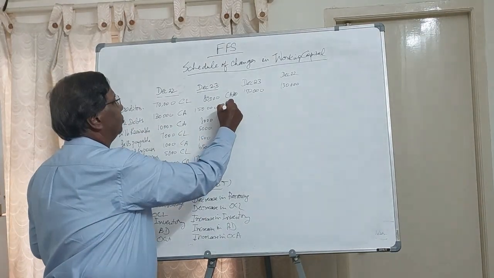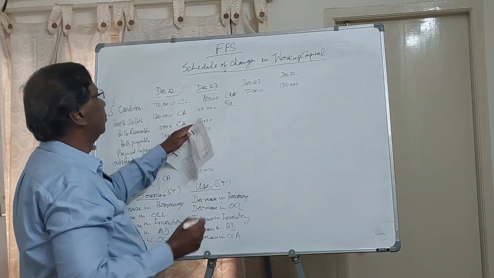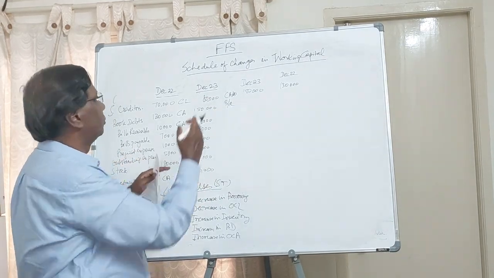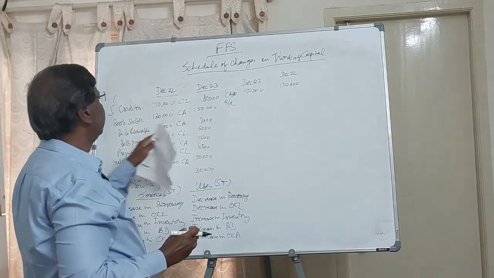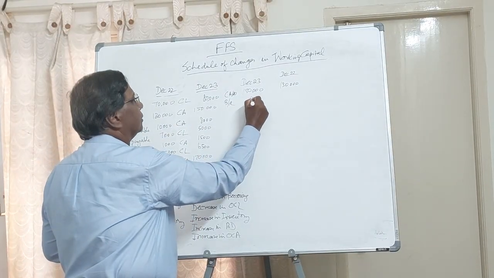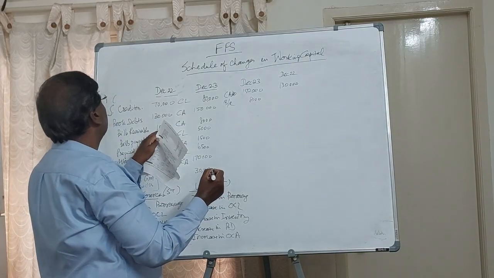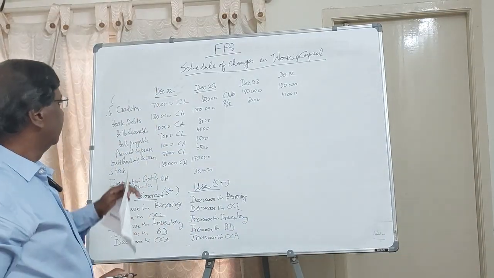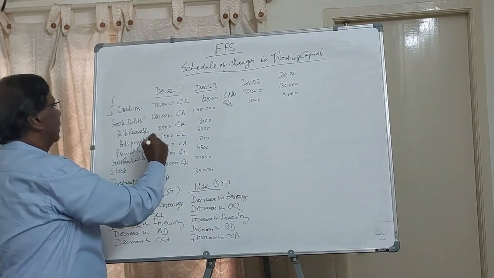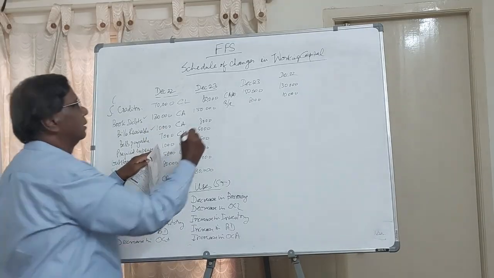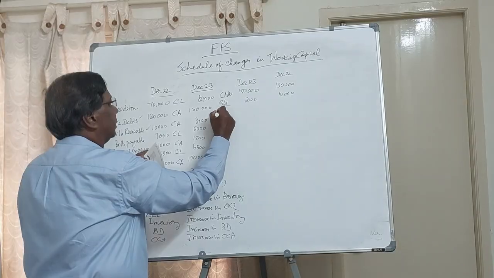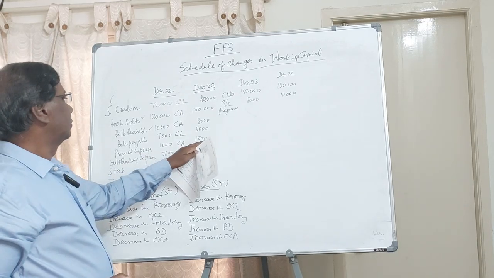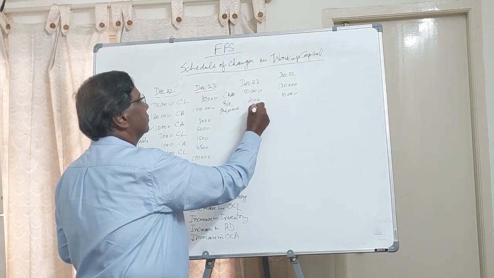Then B R, bills receivable. You can put it this way or that way: December 22, 23, or 23, 22. Any way you can put, no issues. I'll put this last one first. Then bills receivable, 8,000, and for the other year, 10,000. Got the point? So I have written this. Then prepaid expenses: 1,500 and 1,000.